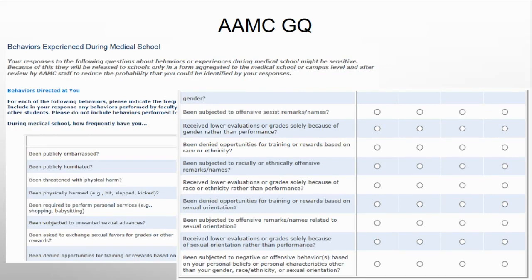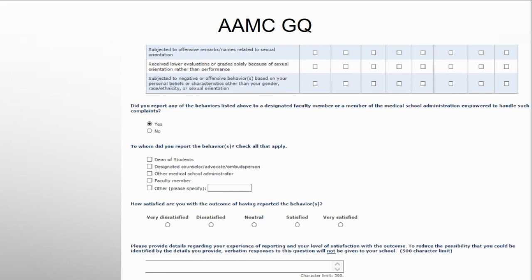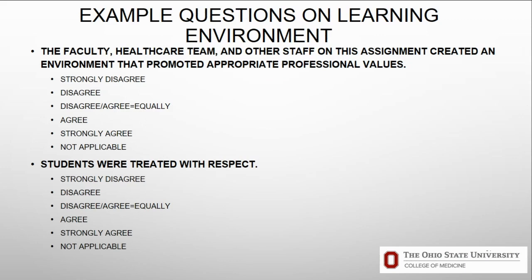Have you been publicly embarrassed? Have you been publicly humiliated? Have you been physically harmed? Believe it or not, there's going to be affirmative responses to that, and you're going to have to figure that out. And so these are behaviors directed at the student. And so did you report any of these, and who did you report it to, and what was the response?